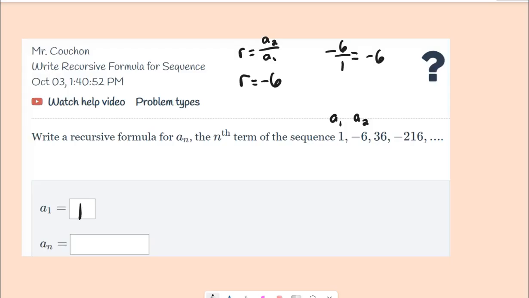That's pretty easy. Now to find subsequent terms, you take the previous value, which again is a sub n minus 1, and we're going to multiply it by negative 6. I noticed on Delta Math, you don't have to put the symbol there. You can just write it as negative 6 times a sub n minus 1, and that'll mark it correct.